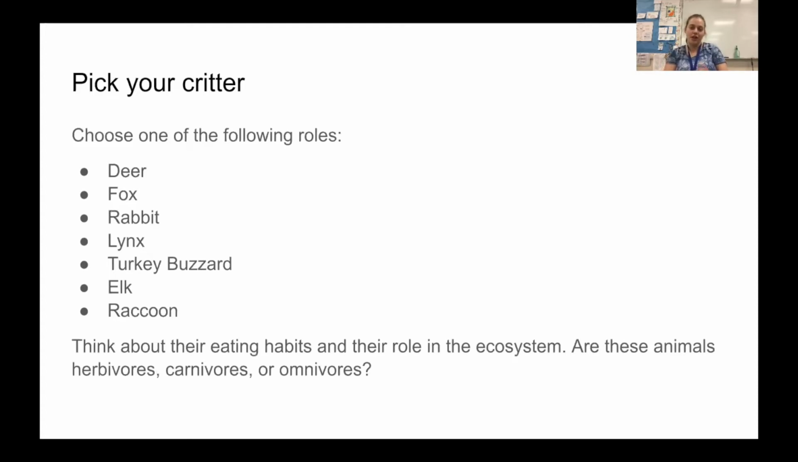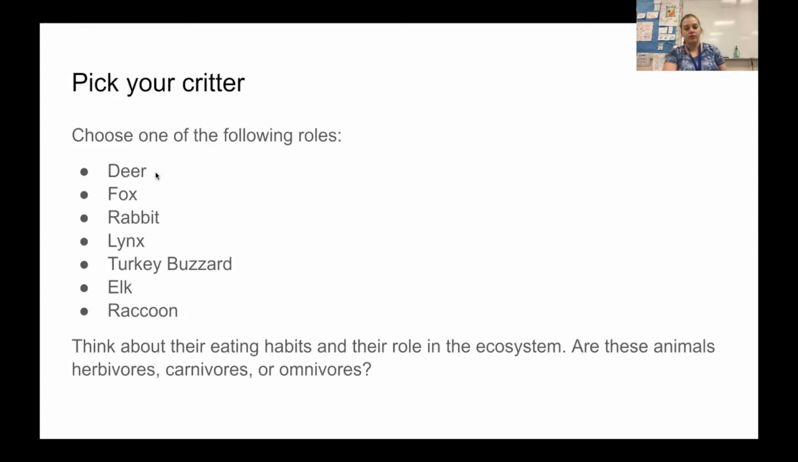So first, you'll need to pick your critter. We have 7 options here. I don't care which one you choose, but pick one. And if you need more time to pick one, you can pause and think about that for a few minutes. But I want us to consider their eating habits and their roles in the ecosystem. So please write these down. Take notes on this. You'll need this for your lab quiz.